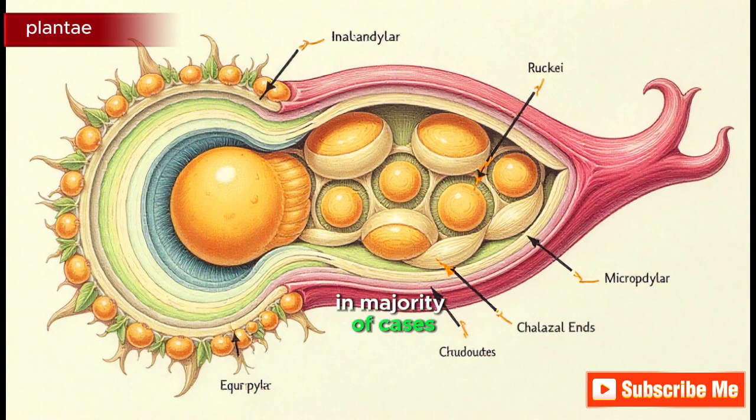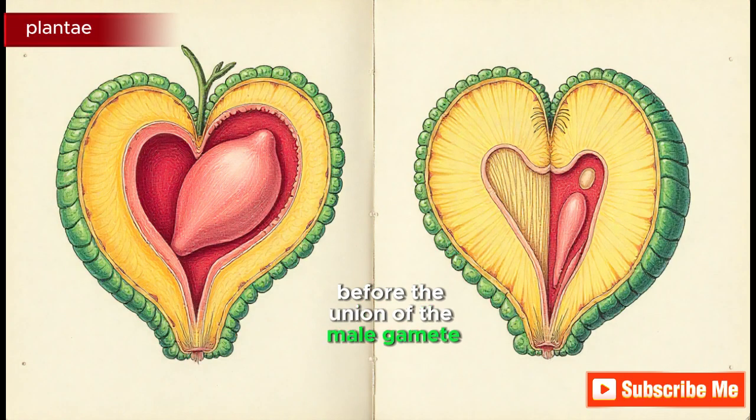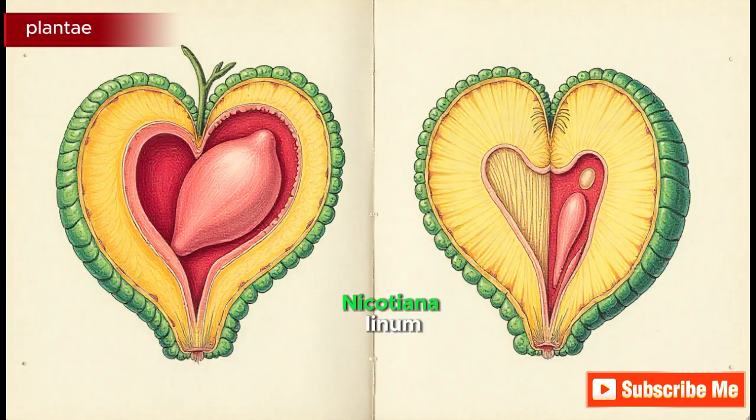In the majority of cases, the polar nuclei fuse to form the secondary nucleus before the union of the male gamete. But in certain cases, e.g., in Nicotiana, Linum, the polar nuclei remain distinct till the arrival of the male gamete, which unites with one of the polar nuclei.